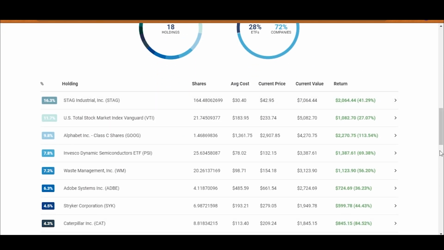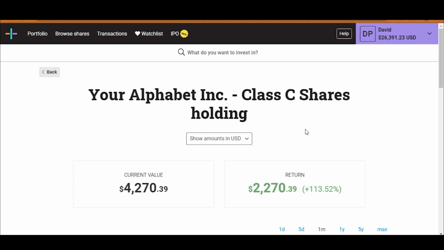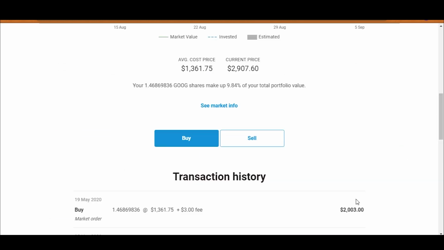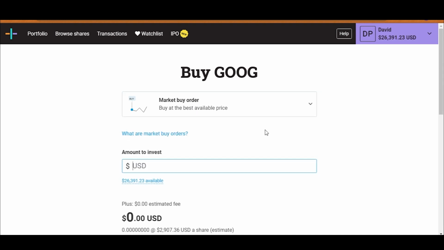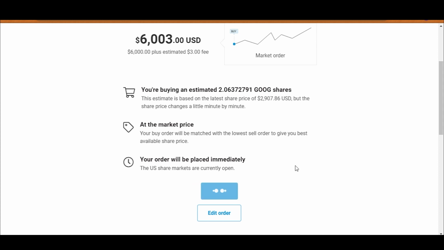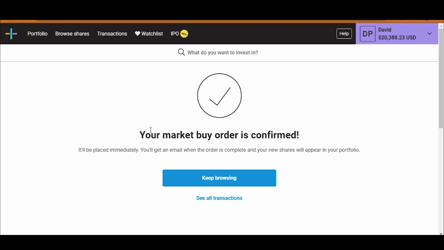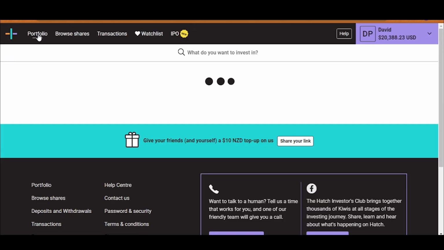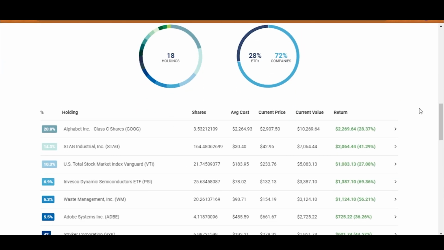The next company that I want to buy is Alphabet, my favorite company. I'm not happy with the amount that I have put in, so I'm going to go and put a lot more into it now that I have money saved up. I only have $2,000 invested currently, so I'm going to go and put $6,000 more. Review market order and then place order. Your market order is confirmed. Come back to portfolio. Come down a bit. That is now my biggest investment yet. As you can see, it was up 100%, but now it's down to 28% because that's just how maths work.